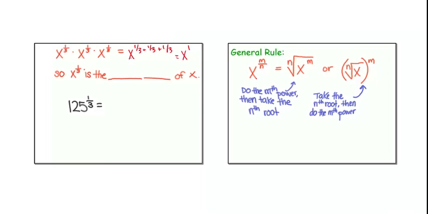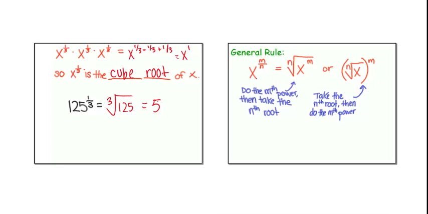Okay, so here we're asking ourselves what number times itself again gives you the given number. And that's what we call the cube root. So x to the 1/3 power is the cube root of x. So 125 to the power of a third is really saying the cube root of 125. And what number times itself again gives you 125? Well, that would be 5.